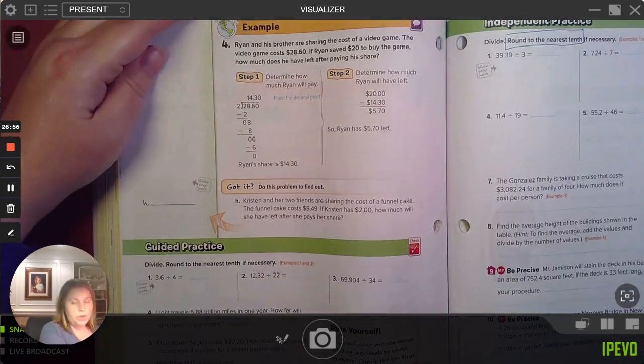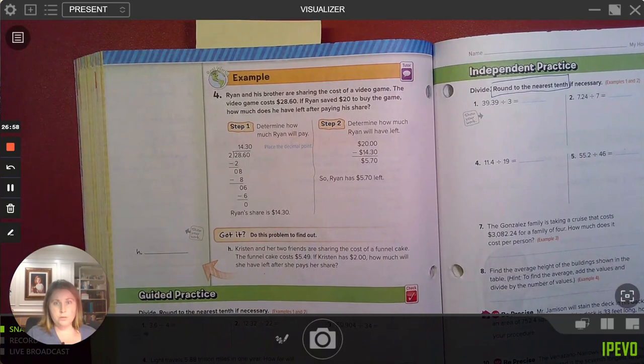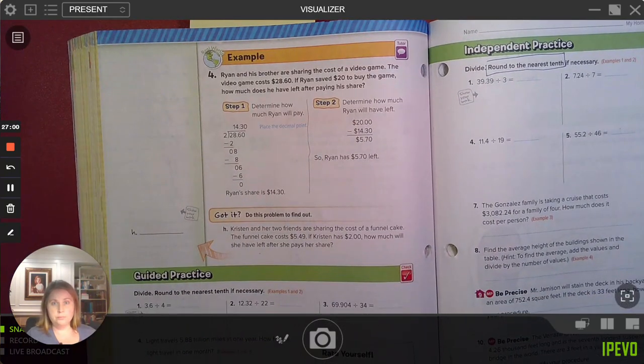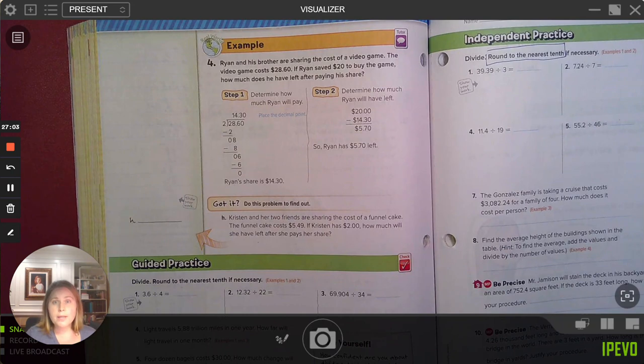All right, page 234. Ryan and his brother are sharing the cost of a video game. The video game costs $28.60. If Ryan saved $20 to buy the game, how much does he have left after paying his share?